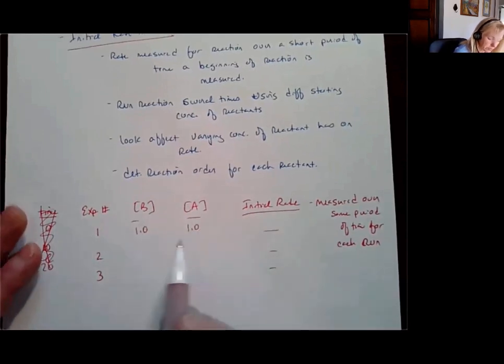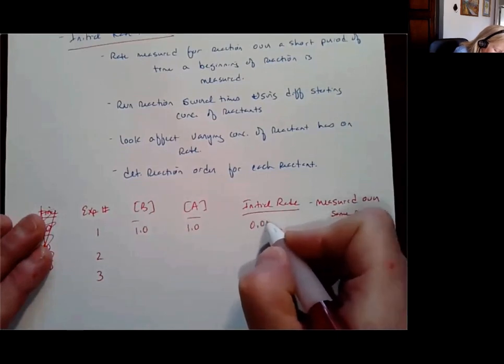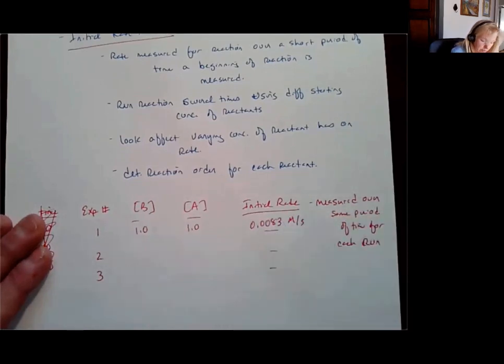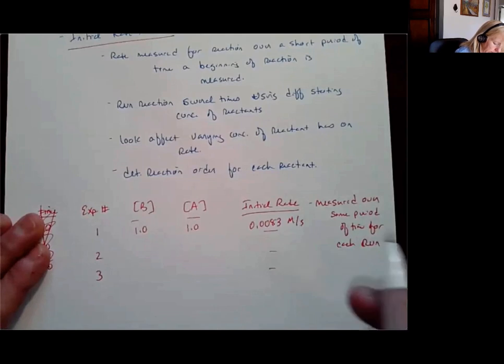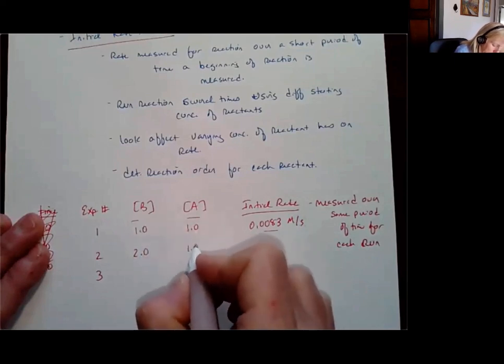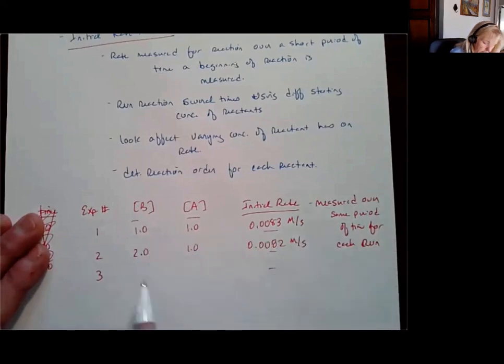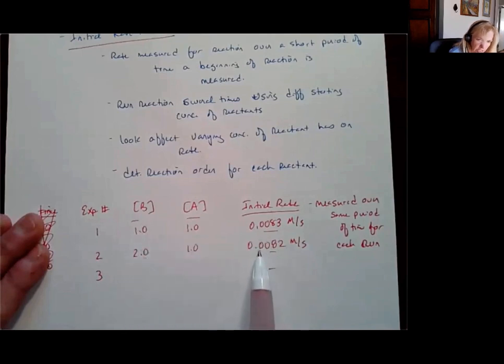So my first experiment I run, and I'm going to use 1 molar of each of these. And my initial rate of that is 0.083 molarity per second. Right, so I'm going to have units of molarity per second because that's my rate. And let's say I run it and I double B, but I keep A the same, and my reaction rate is still the same. So now I have double the amount of B than I did up here, and the rate did not change. So this tells me that B is not really affecting the overall rate of that reaction.